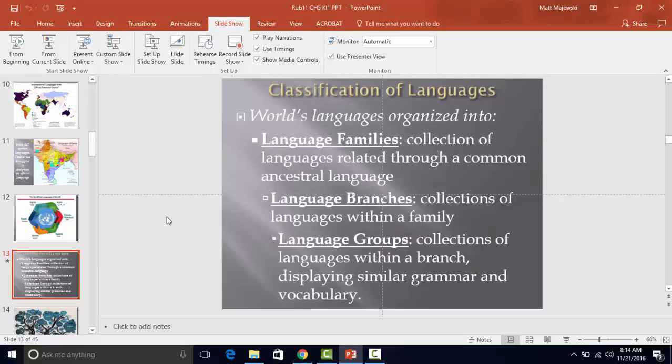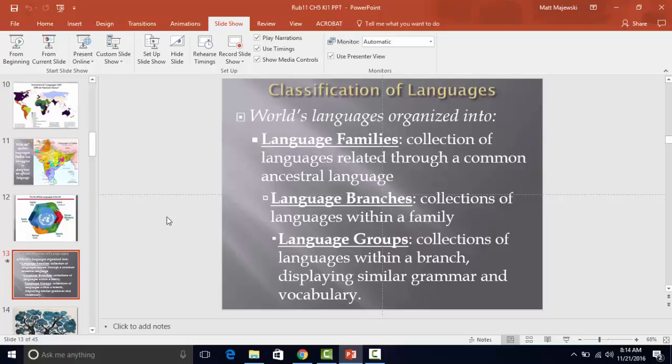Finally, the last organization we have for language is groups. Groups are even smaller than branches, so they're going to include an even smaller number of languages. And they're a collection of languages within a branch. They display very similar grammar and vocabulary.